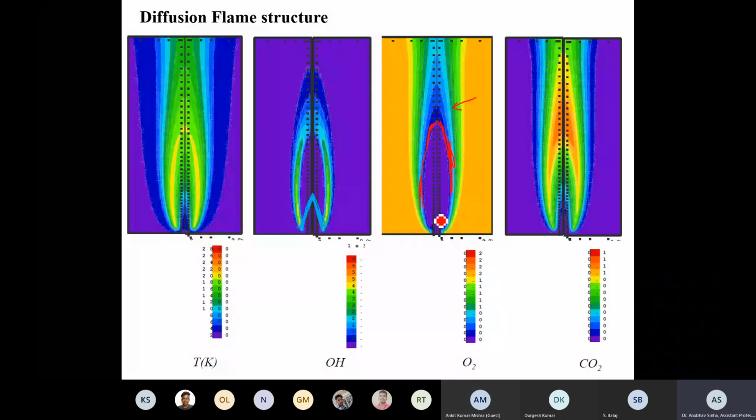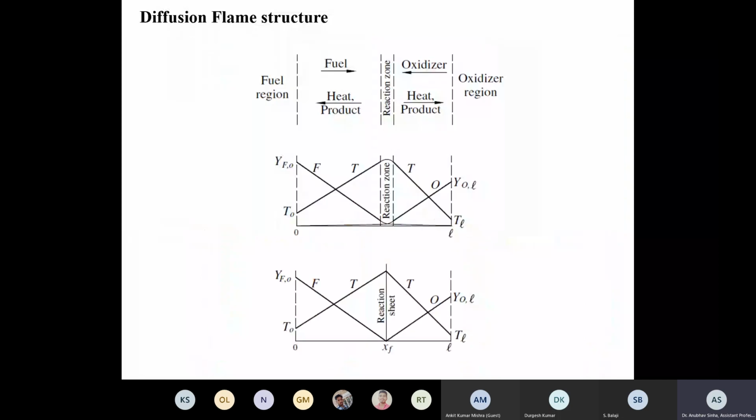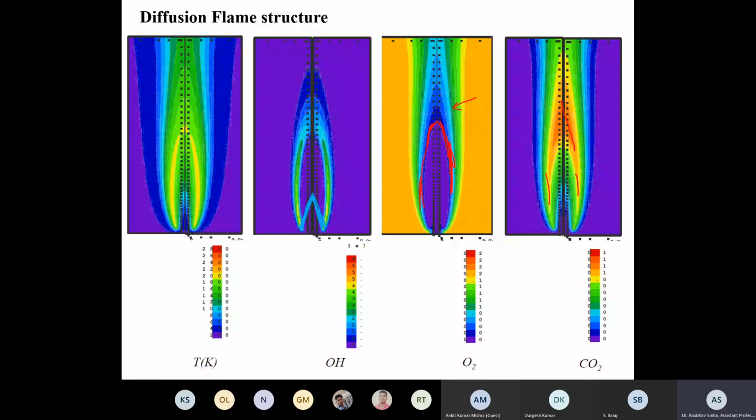So let us look at CO2. So CO2 is getting formed in this region. In the flame surface, it is getting inside, outside, and then it is also going up. Fine. Everyone is okay with that? Yes, sir.